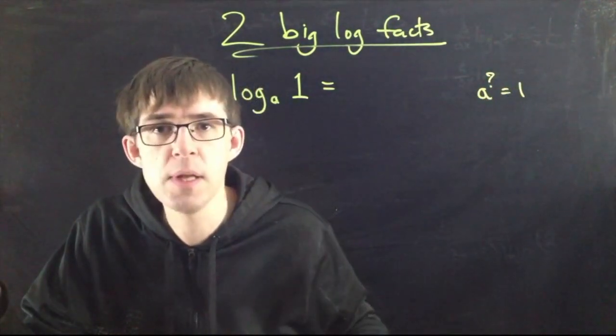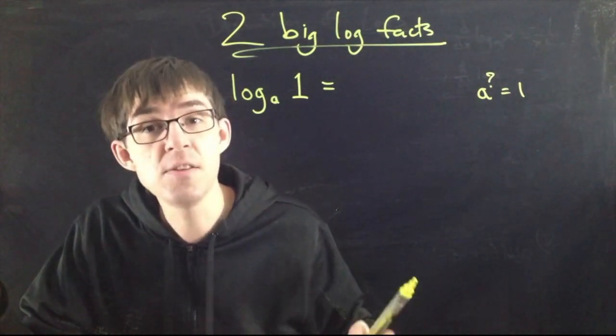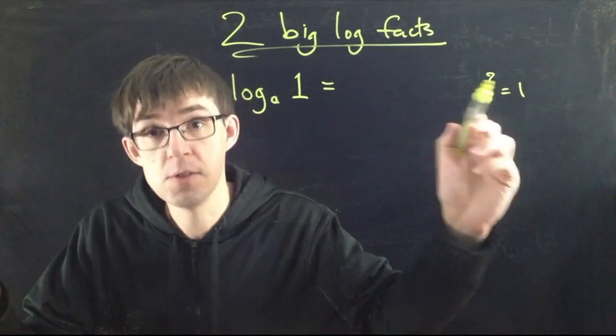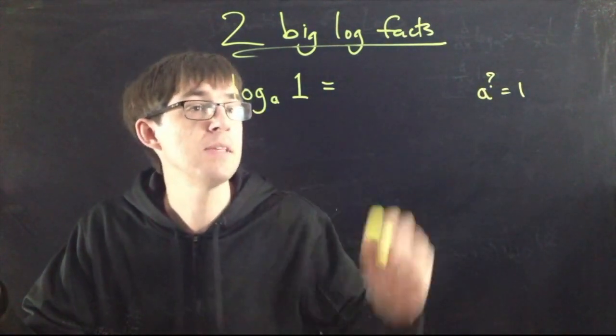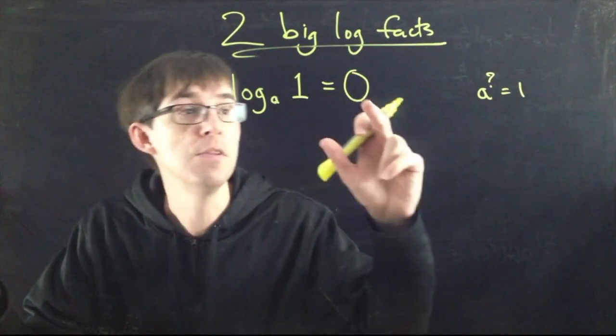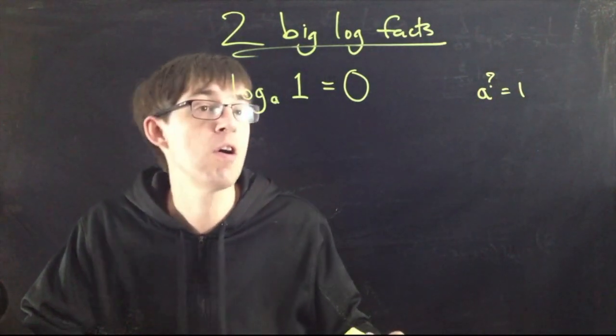Can you guess the exponent in there? I hope you can. If you remember something about exponents, you will remember: anything to the 0 power equals 1. And so that is 0, right? So that means the log base a of 1 equals 0. Why is this true? It's because a to the 0 equals 1. And so this is my first big log fact.